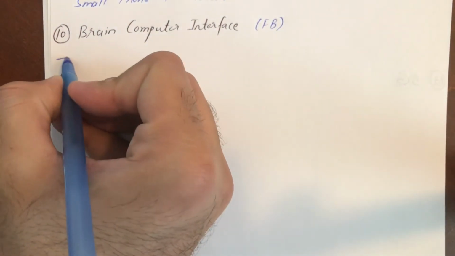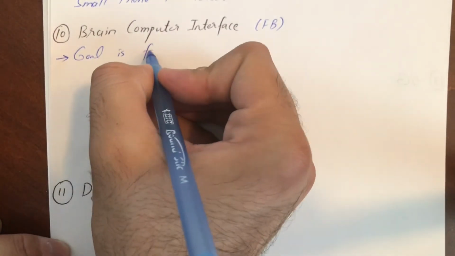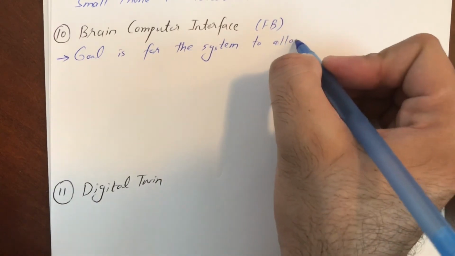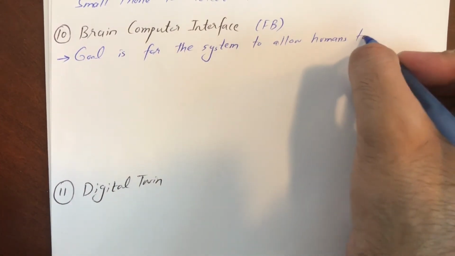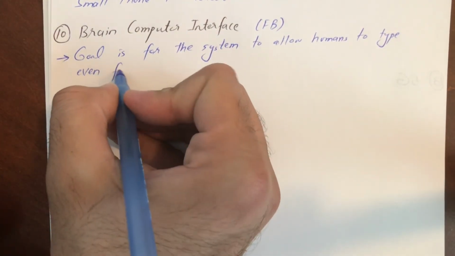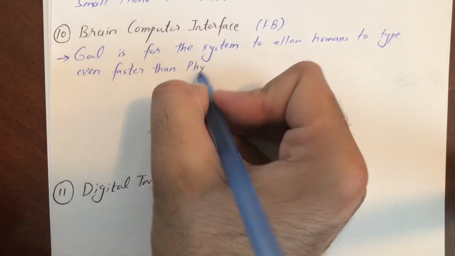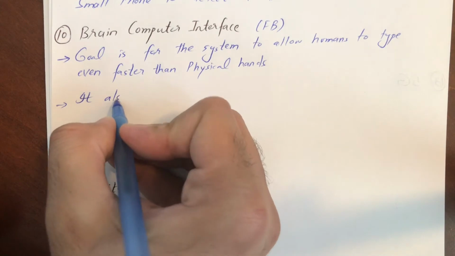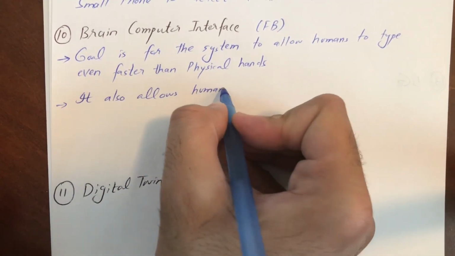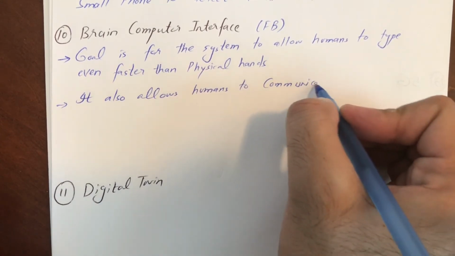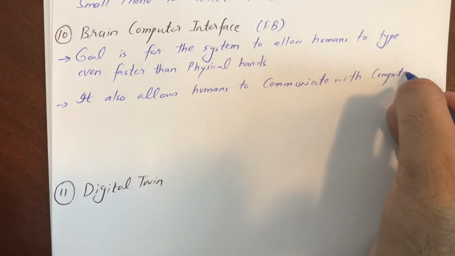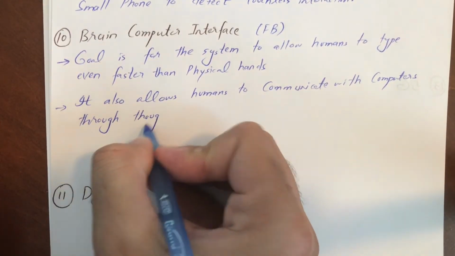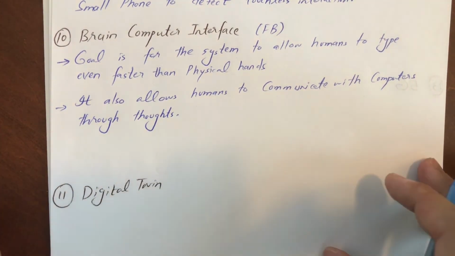So in the brain computer interface, the goal is for the system to allow humans to type even faster than with physical hands. You're thinking and it will type for you on your behalf. It also allows people to communicate with computers through thoughts. So you are thinking and you can send a message. A message will be transmitted from your brain to the computer.